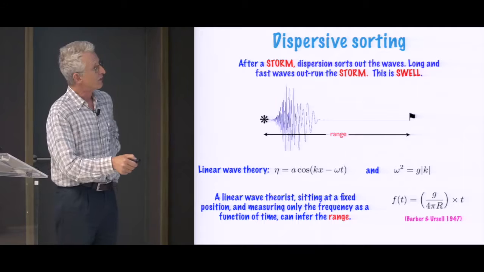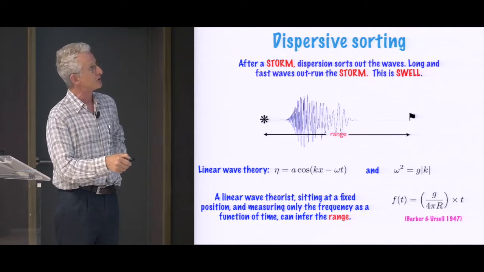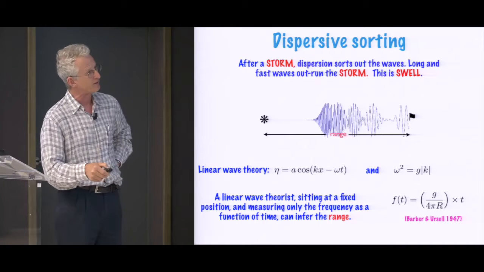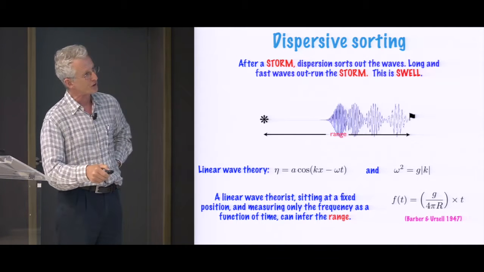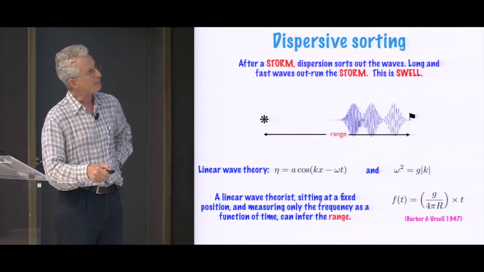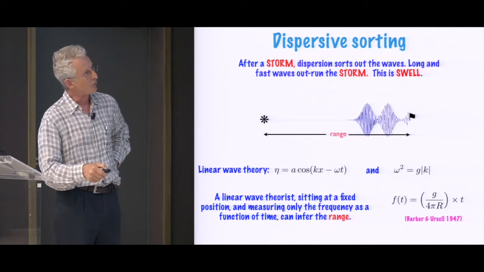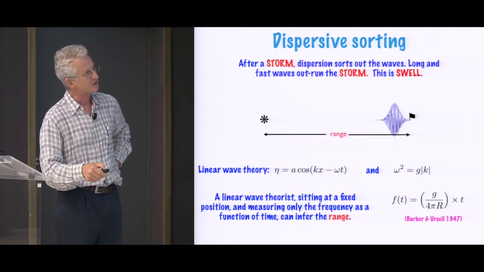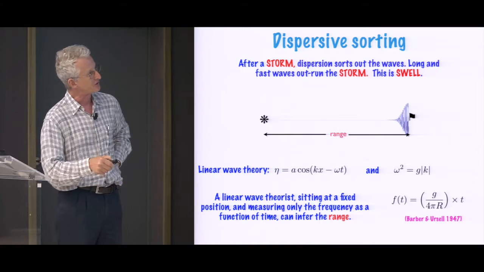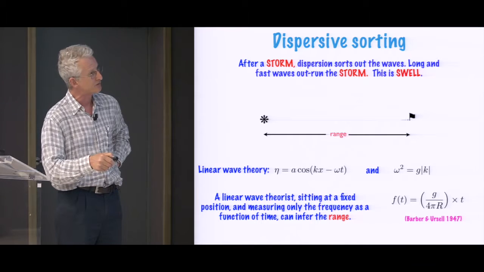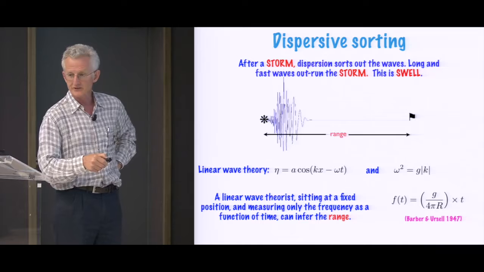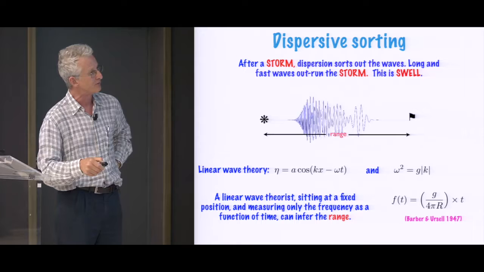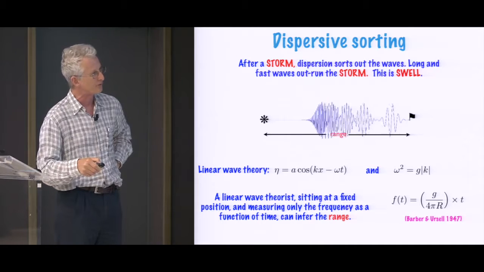So the idea is we release waves from a meteorological disturbance here, and the long waves with long periods travel fast, and so they will reach an observation point first. And then progressively shorter waves will arrive because they've got slower group velocities. And so if you make measurements at a fixed location, which is distant from the source of the waves, then you will see a well-defined signal in which the long frequencies arrive first, the long period waves arrive first.